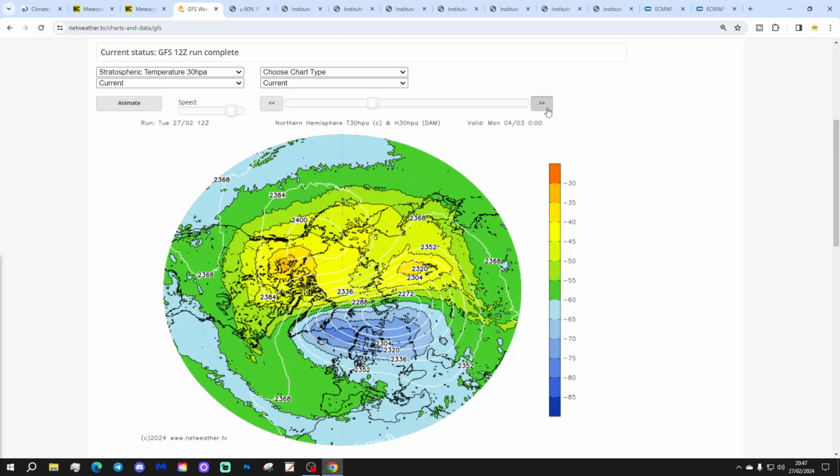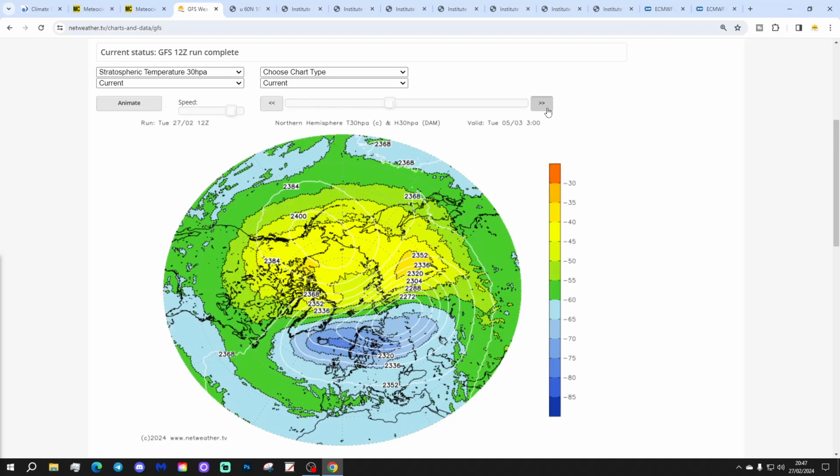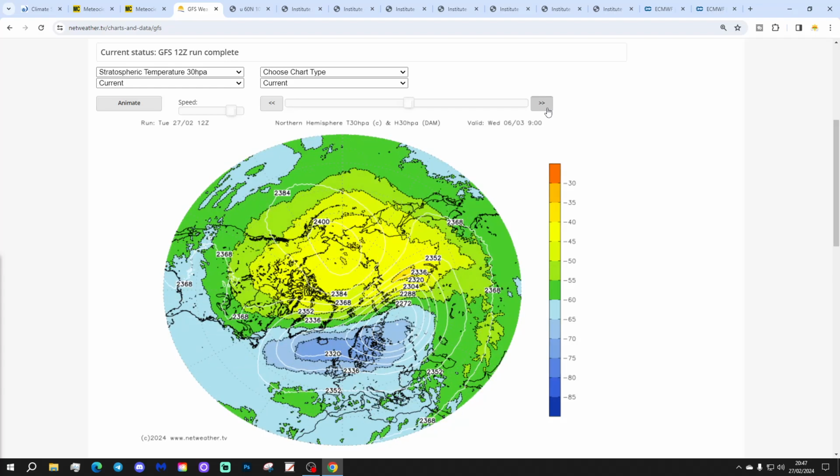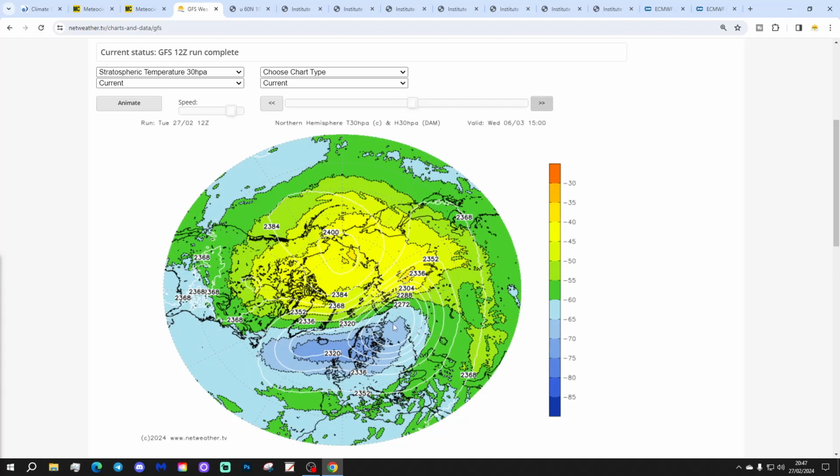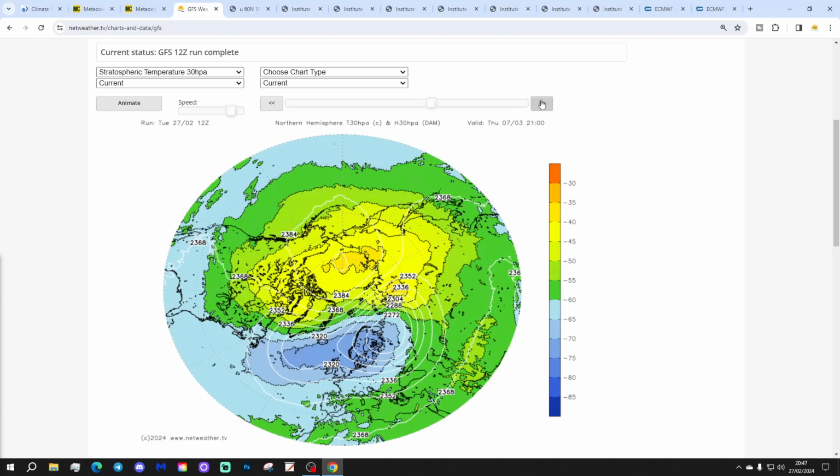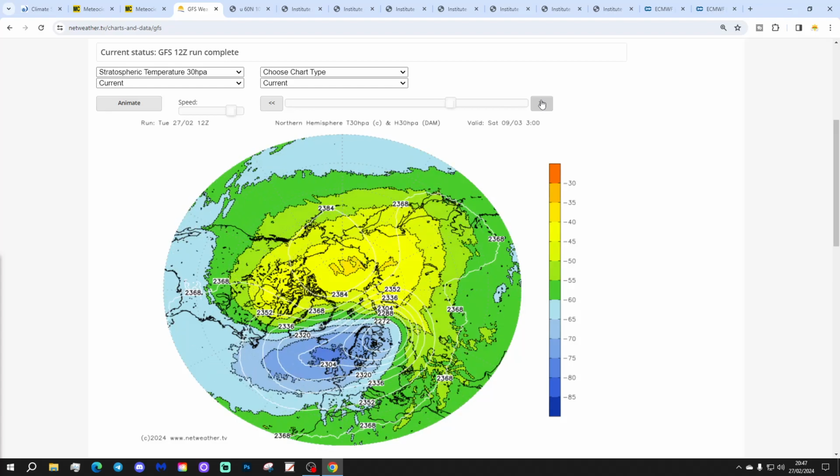And then beyond that, so we run through the first week of March, and again, displacement event of the PV, blue colours pushed out of the pole into Northern Europe, into the North Atlantic as well, and whatnot. Just generally warmer than average at 30 HPA in the stratosphere over the polar region itself. Very significant developments with this.